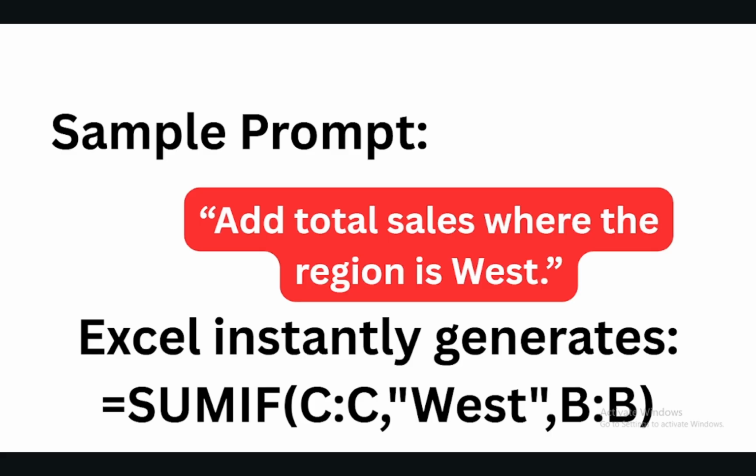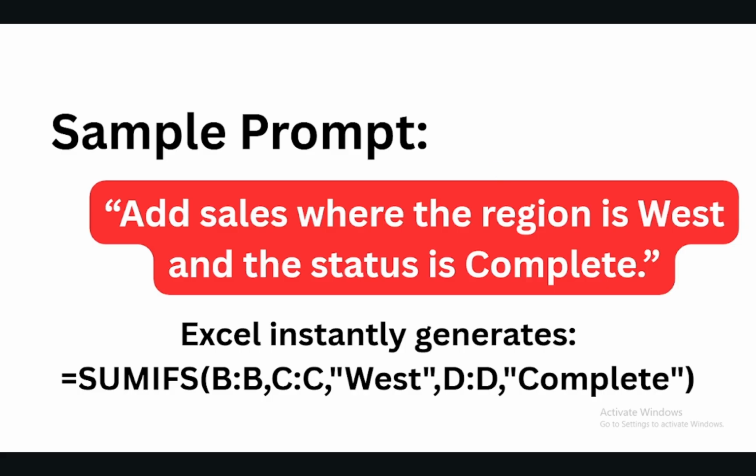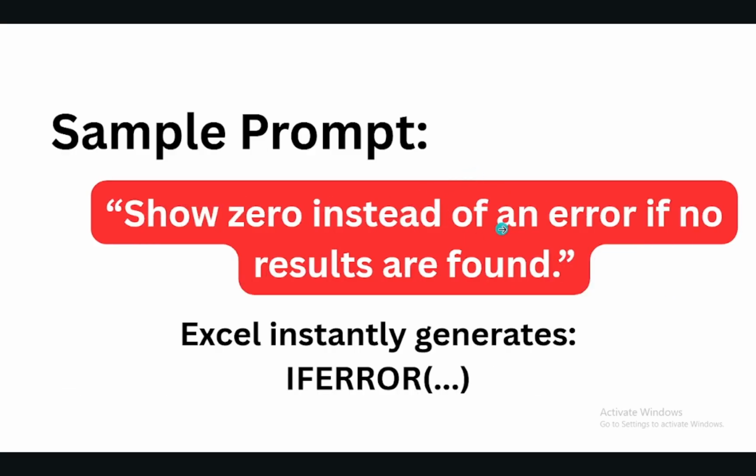Now, let's level up. So this prompt, try this, add sales where the region is West, and the status is complete. So Excel will build this. That's already an advanced formula. You didn't even memorize anything. So, let's prevent errors. So this prompt, for example, show 0 instead of an error if no results are found. Excel updates the formula with this. Now, your spreadsheets stay clean and professional.